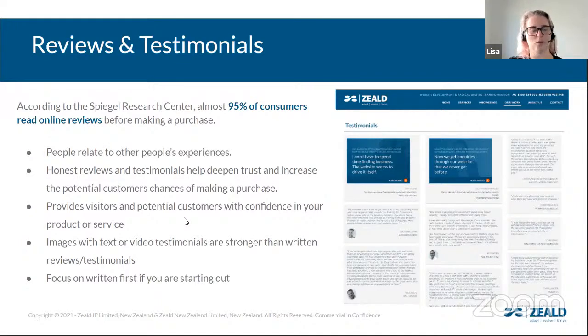So seeing people use it, seeing people like the product, seeing that it is as it looks in the photos does help people have that confidence in your product or service. Images with text or video testimonials are always a bit stronger than just a written review or testimonial. It may sound strange, but the images or the videos just help really have that connection from human to human a bit more and help them really see what they're talking about.